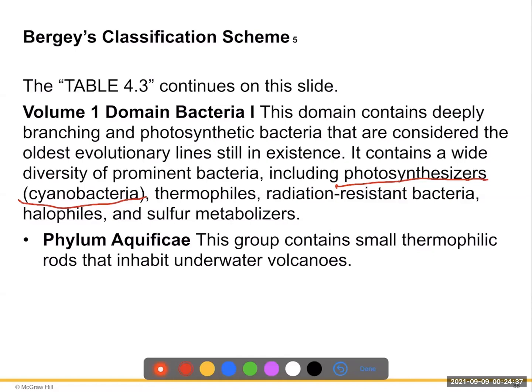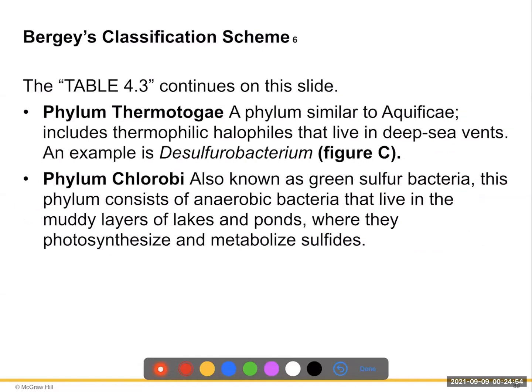Thermophiles, radiation resistant bacteria, halophiles for salt, and sulfur metabolizers. There's a phylum Aquificae, which contains small thermophilic rods that inhabit underwater volcanoes. They exist in all kinds of environmental conditions. Continuing with the book, you have phylum Thermotogae, which is similar to the one we just talked about. It includes thermophilic halophiles, which are salt and high temperatures. They live in deep sea vents, with very high concentrations and very high temperatures.